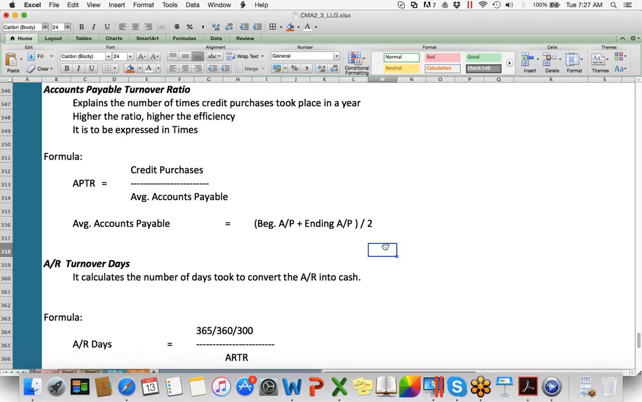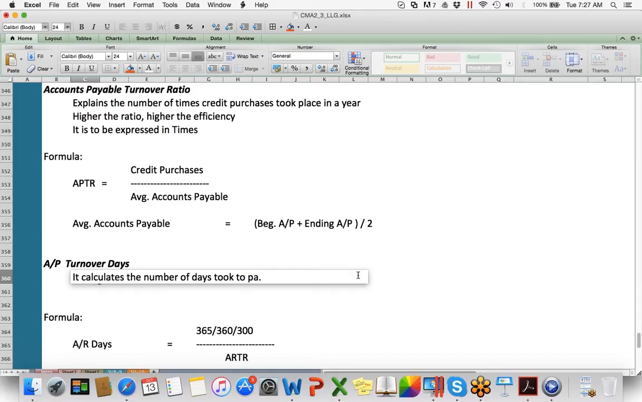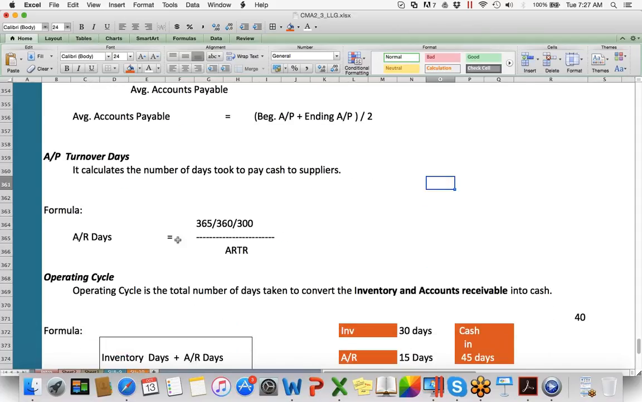And of course, how many days a supplier is giving needs to be found by calculating accounts payable turnover days. Okay, so in how many days we took to pay cash to our suppliers. How many days you are taking to pay the supplier? Okay, so AP days, accounts payable days, equals 365 or 360 or 300 divided by APTR, accounts payable turnover ratio, which you calculated here.